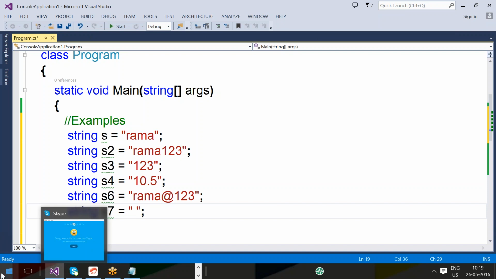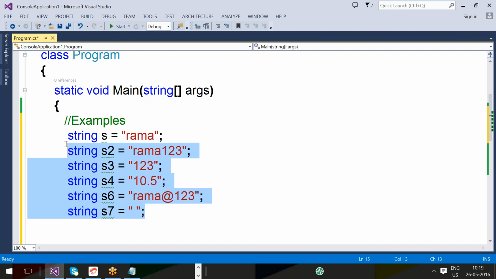What is the observation with all these examples? The data should be enclosed within double quotes. Within double quotes you can keep any data, even a space, and it is treated as string data. String data can contain alphabets, numerics, special characters, and floating values. Whatever you want, you keep. That is the story about string.